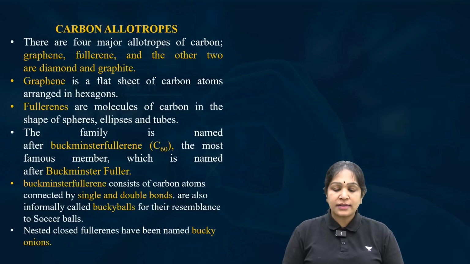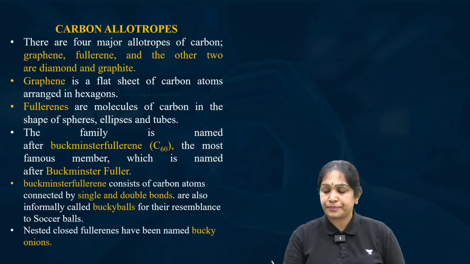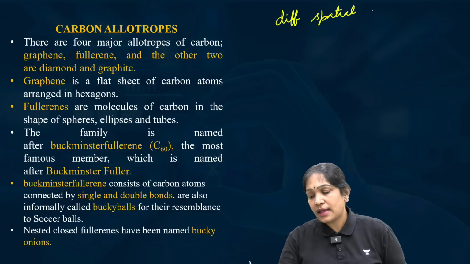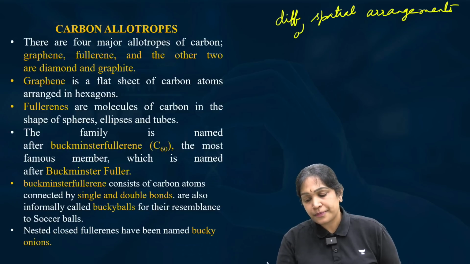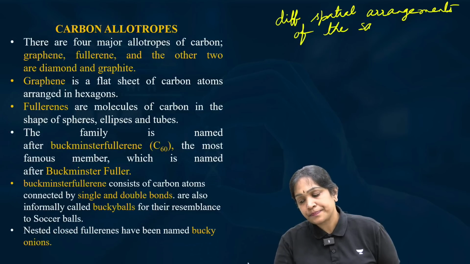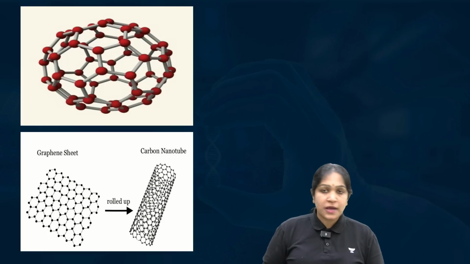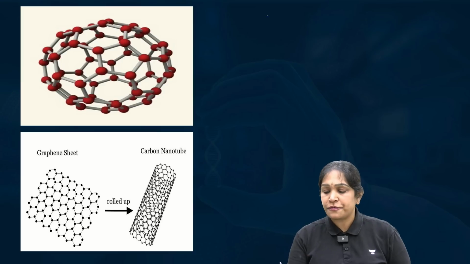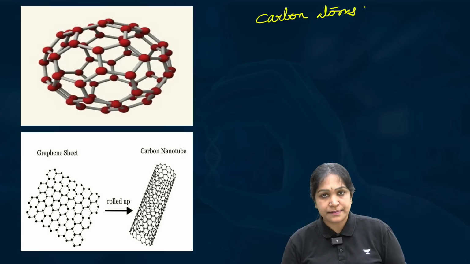First of all, what are the allotropes? Allotropes means different spatial arrangements of the same atom. Like for example, if you observe these two images, they both are made up of carbon atoms.